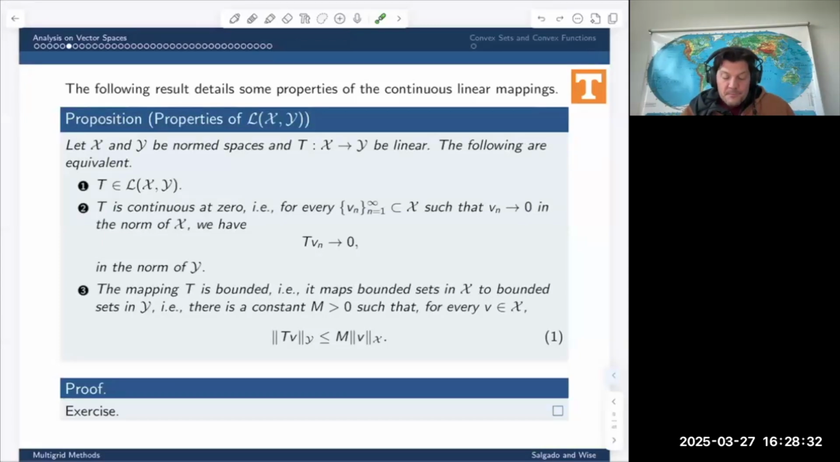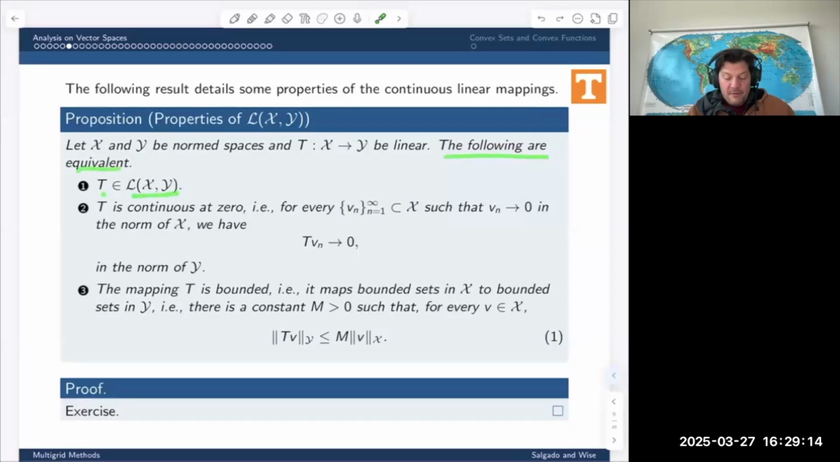All right. So the following result details some important properties of continuous linear mappings that I want to emphasize. The proof of this is not very hard, actually. It's straightforward and is left as an exercise. This is one of those very first things that you learn in functional analysis. This equivalence that I'm about to name just requires that you use the definitions. So let X and Y be normed linear spaces. Let T be a linear mapping. The following are equivalent.